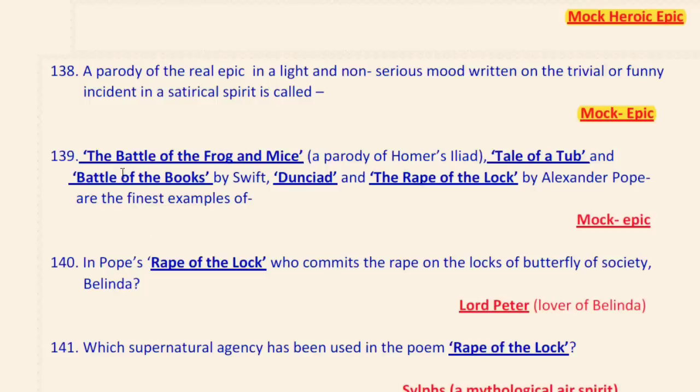Question number 139. The Battle of the Frogs and Mice, a parody of Homer's Iliad, Tale of a Tub and Battle of the Books by Swift, Dunciad and The Rape of the Lock by Alexander Pope are the finest examples of. The answer is mock epic. Question number 140. In Pope's Rape of the Lock, who commits the rape on the lock of the butterfly of society, Belinda? The answer is Lord Petre. He was the lover of Belinda.